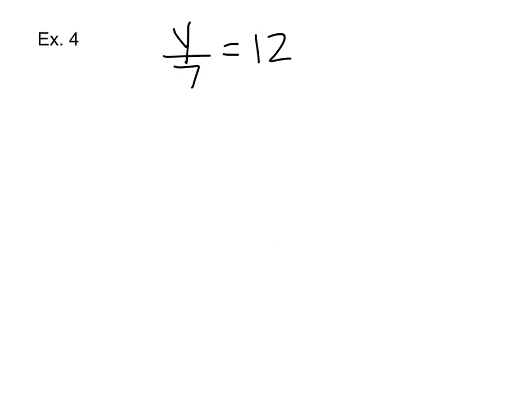Okay, here's our last example we're going to do together. We have y over 7, or y divided by 7, equals 12. So this equation is showing we are dividing y by 7. So the opposite of dividing is multiplying. So I'm just going to rewrite that equation and then show that I'm going to multiply both sides by 7. So the 7's cancel on the left, leaving us with y. And then on the right, 12 times 7 is 84.